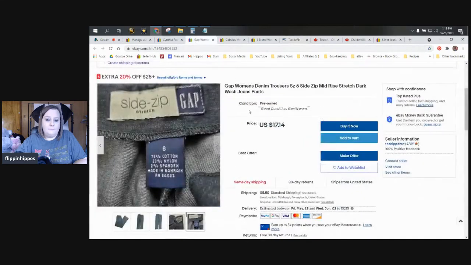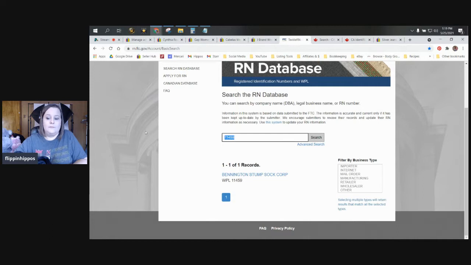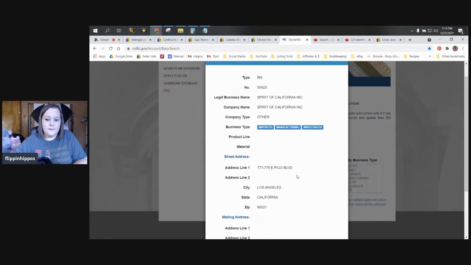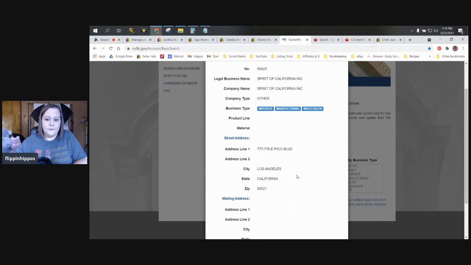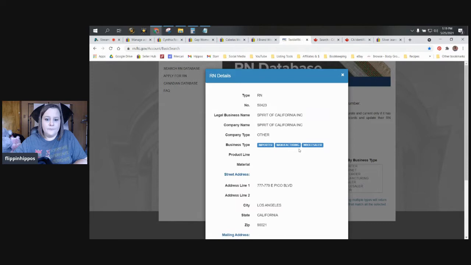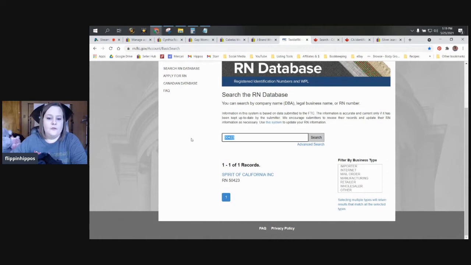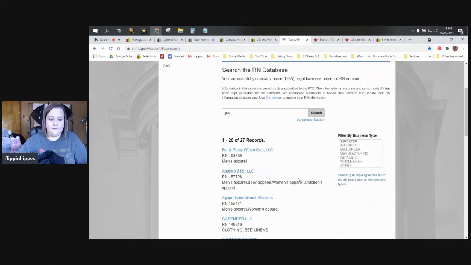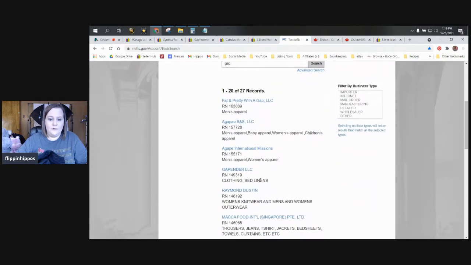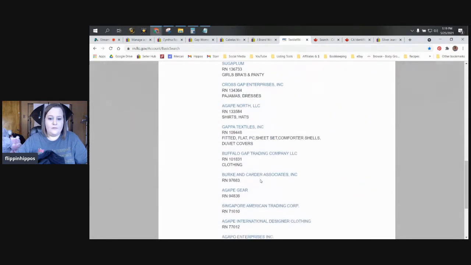But let's try the Gap. The Gap is 50423. And that's the Spirit of California Incorporated. And let's just look up the app. So it gives you all this information.